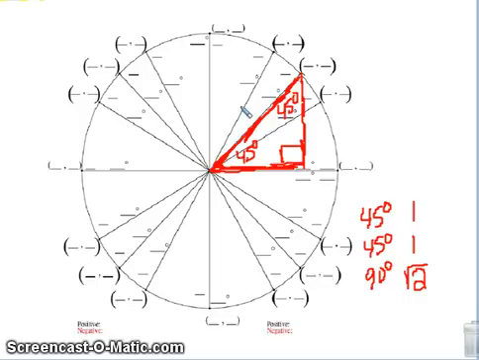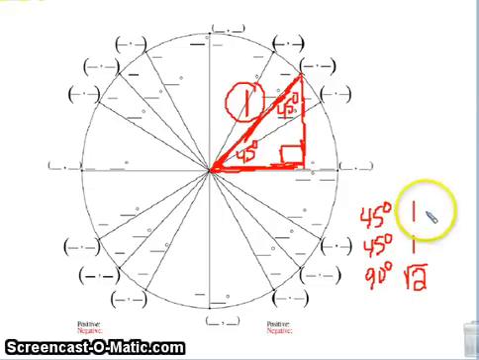But we have a hypotenuse of, what's my radius again? 1. This is a unit circle. We have a radius of 1. So if we are trying to figure out how to make our relationship with a hypotenuse of 1, then we need to solve the equation, the square root of 2 times x equals 1.